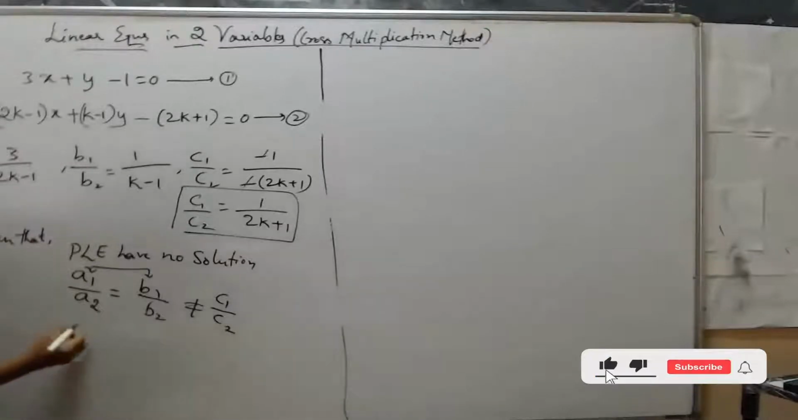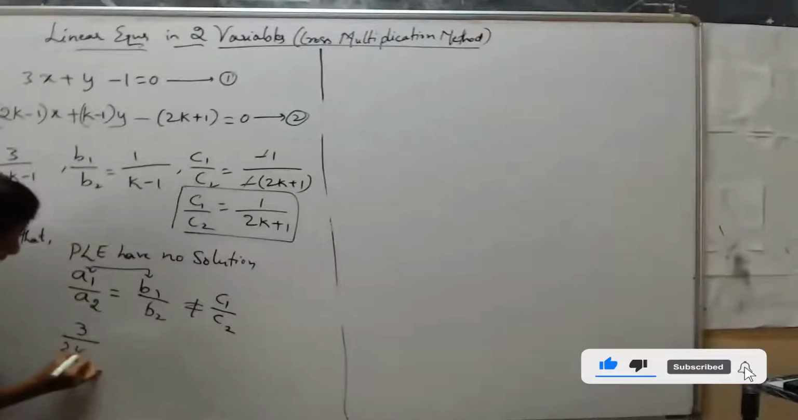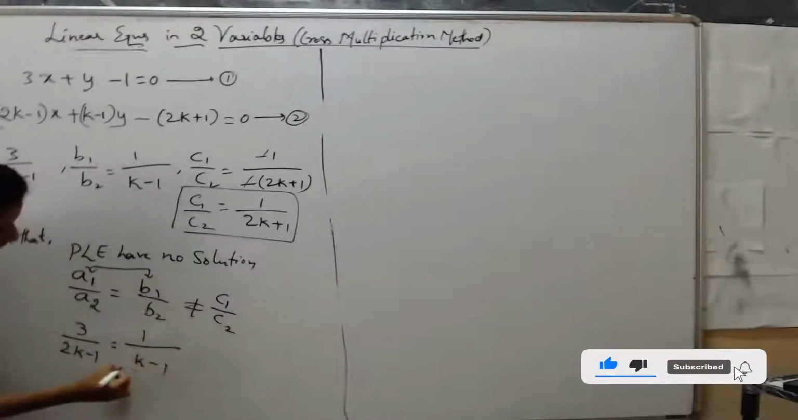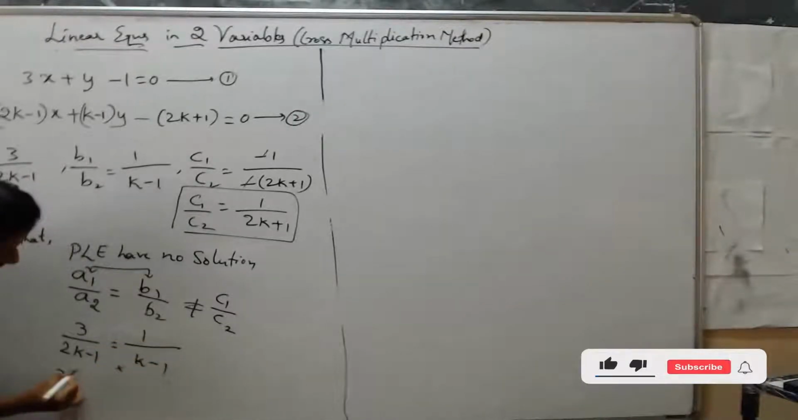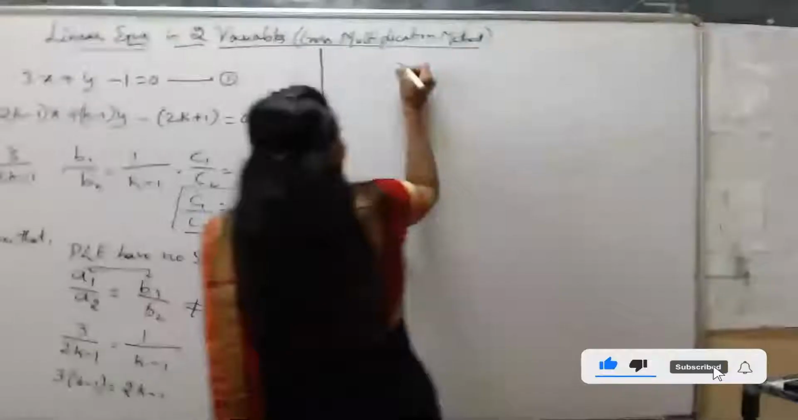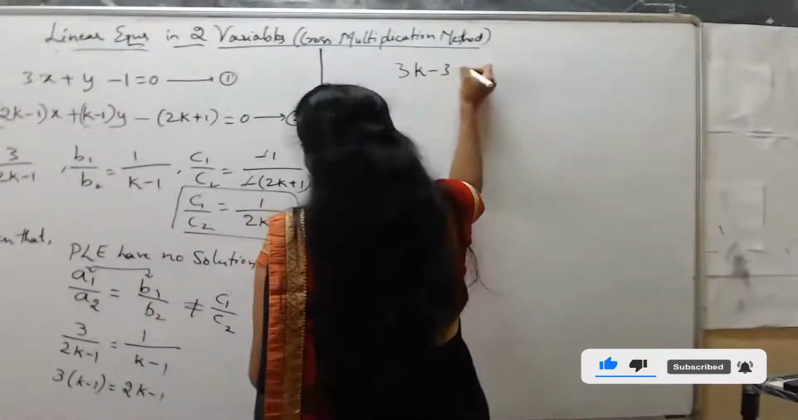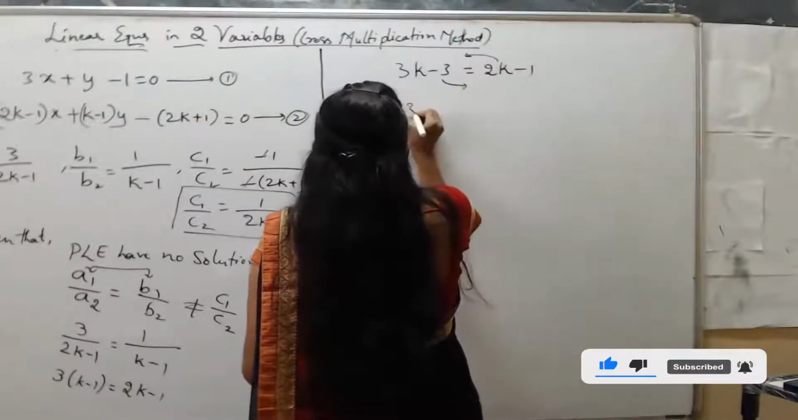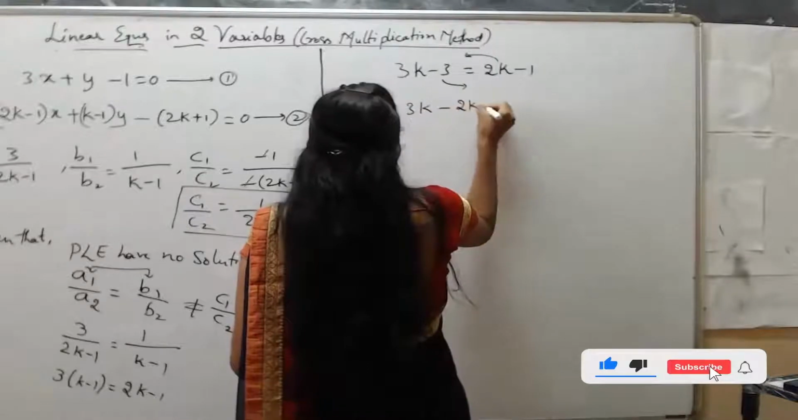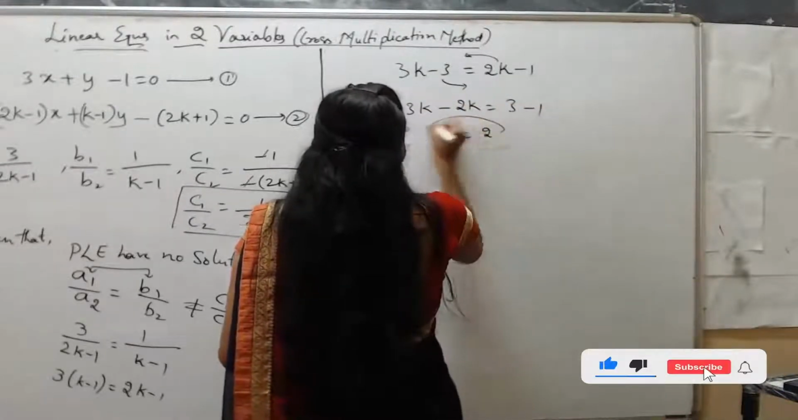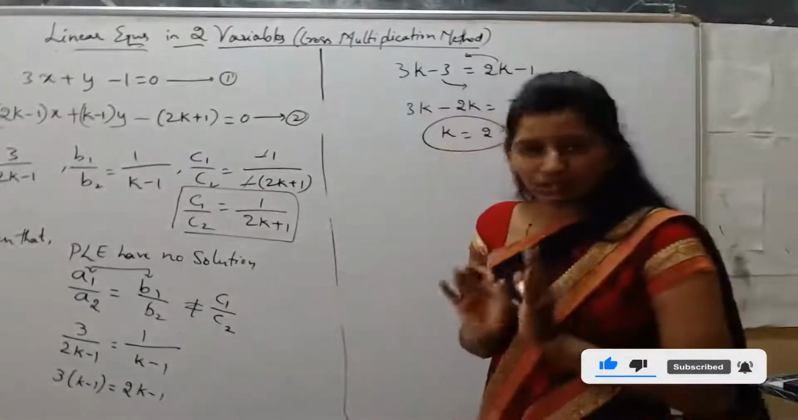What is a1 by a2? 3 by 2k minus 1. What is b1 by b2? 1 by k minus 1. Now cross multiplication, 3 into k minus 1 is equal to 2k minus 1. Now multiply this. 3k minus 3 is equal to 2k minus 1. Take this to the right side, this to the left side. 3k minus 2k is equal to 3 minus 1. k is equal to 2. So we got the k value, no need to find anything.